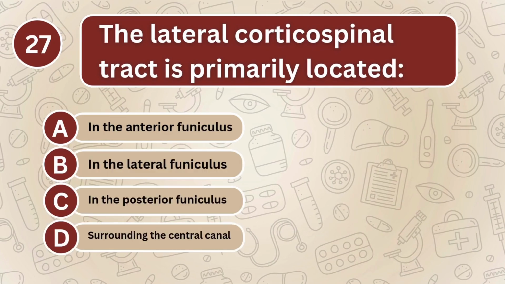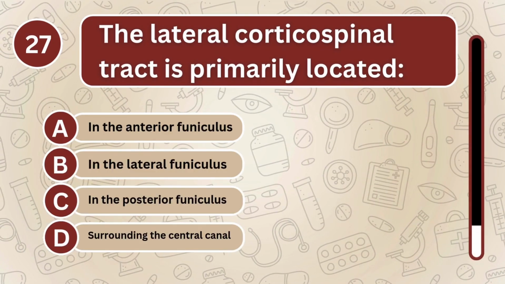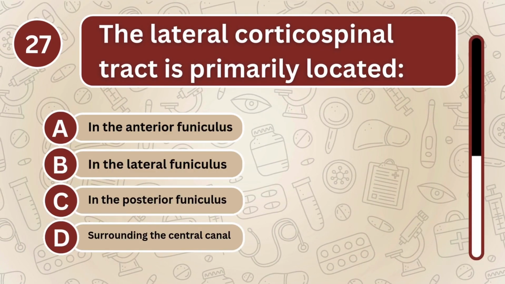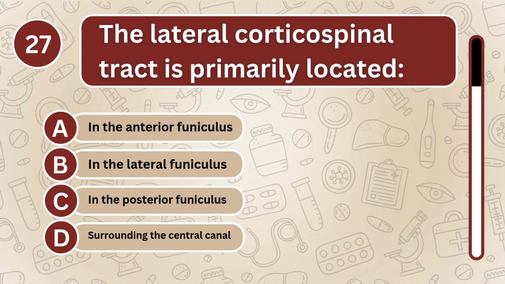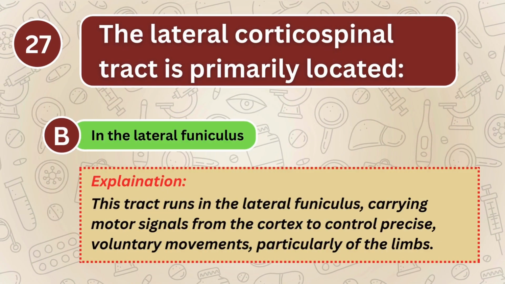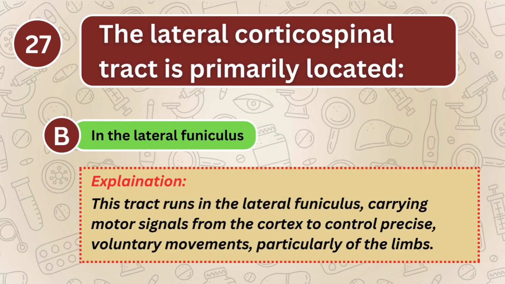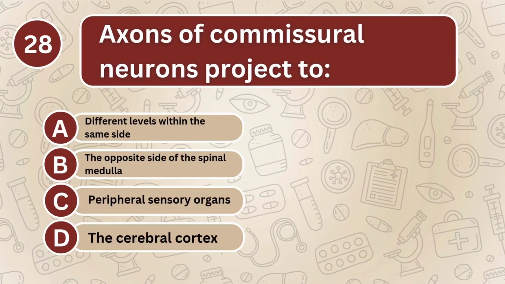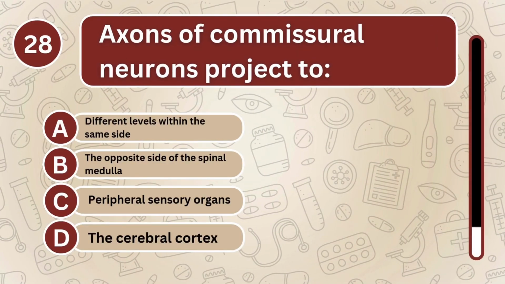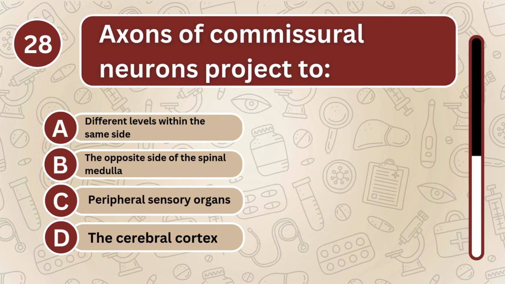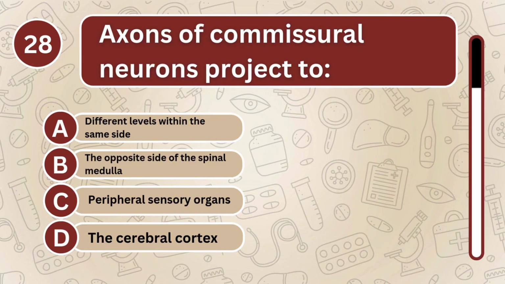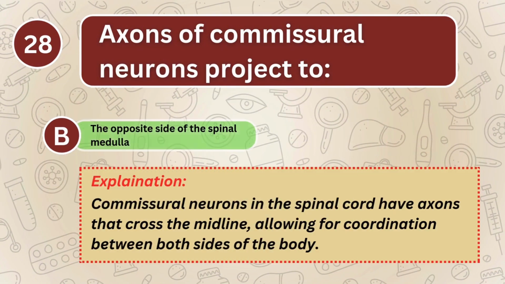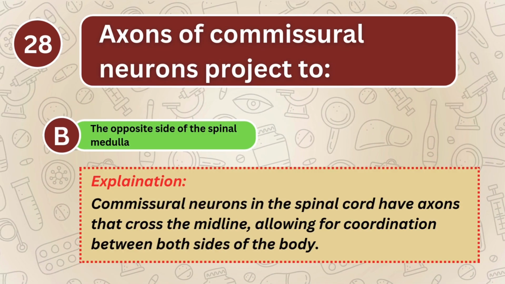The lateral corticospinal tract is primarily located... It's B. In the lateral funiculus. Axons of commissural neurons project to... B. The opposite side of the spinal medulla.